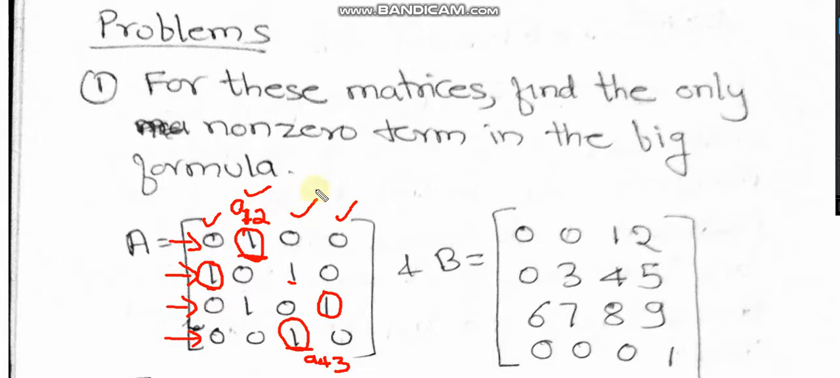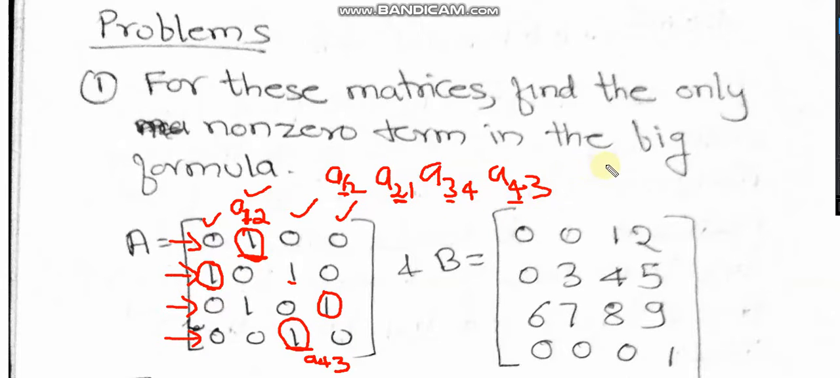So, this is the non-zero term. What is the combination? A12, and next is A21, right? And next is the third row, A34, and next is A43. You can observe here the first column, that is first row, second row, third row, and the fourth row.